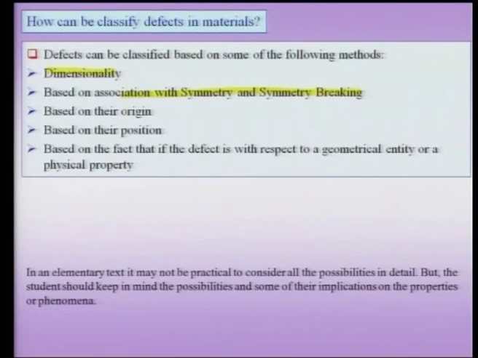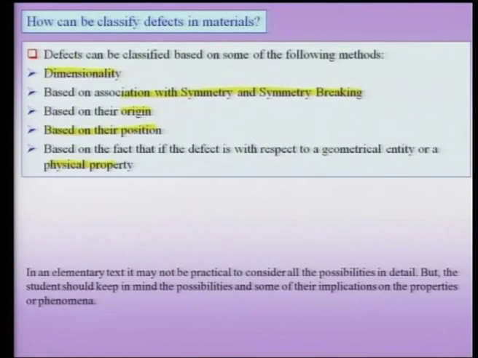We can talk about them based on their origin. Of course, this word origin here is defined in a slightly different sense from the usual sense, and we will see in what sense we are talking about the origin. We can talk about them based on their position. Of course, when we defined a crystal, we said whenever we are talking about a crystal, the motif is actually a geometrical entity, a physical property, or a combination of both. And similarly with the defect, we have to worry about whether the defect is with respect to a physical property, or is it something related only to a geometrical entity. So these are questions I would ask myself, and I would classify my defects based on these very many criteria.